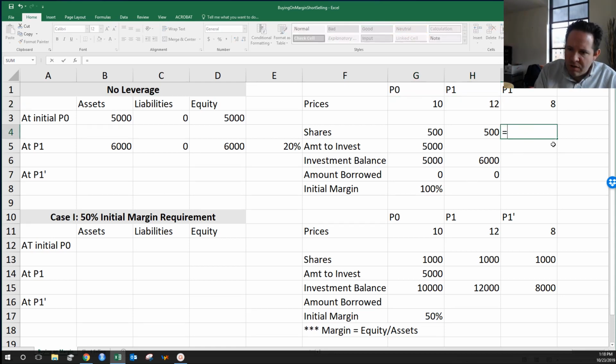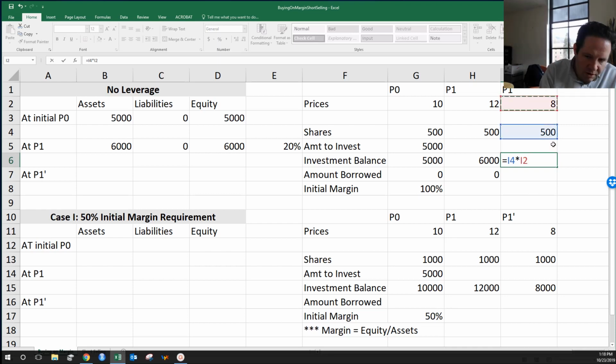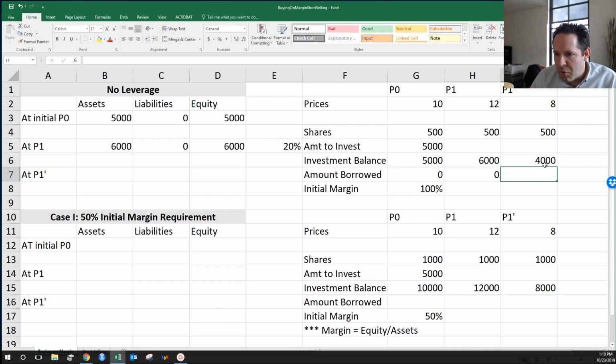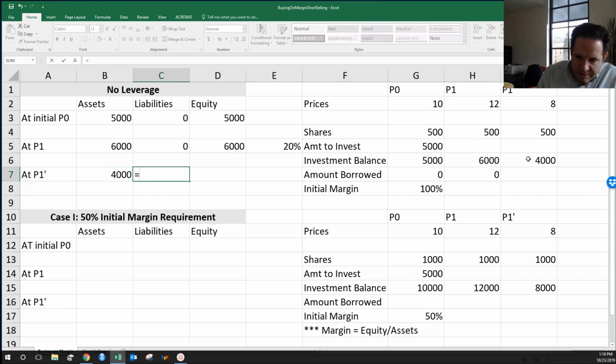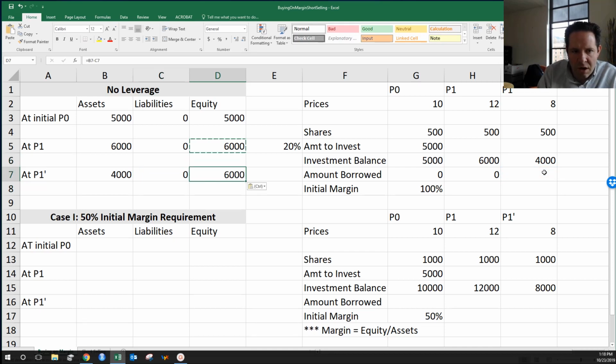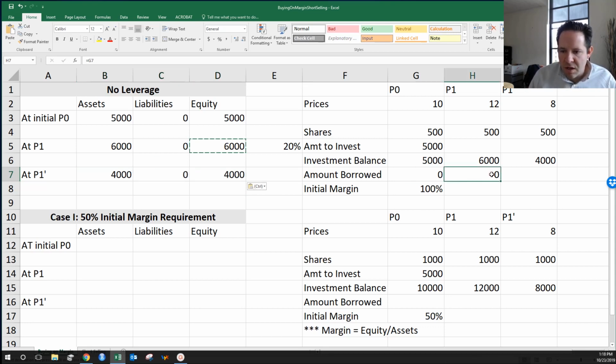And so we can do the same thing. I'll run through this a little bit more quickly. In the event of a price decrease, we have 500 shares still multiplied by a price of 8. That gives us 4,000. We've still borrowed 0. And so you can see that the balance sheet looks like this. Really simple balance sheet. There are no liabilities on this balance sheet, only assets. The assets are stock, and when we liquidate, that stock turns into cash.